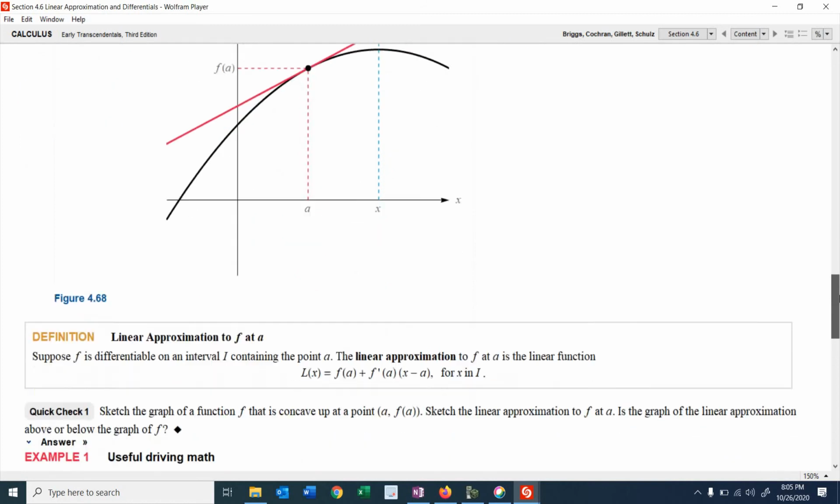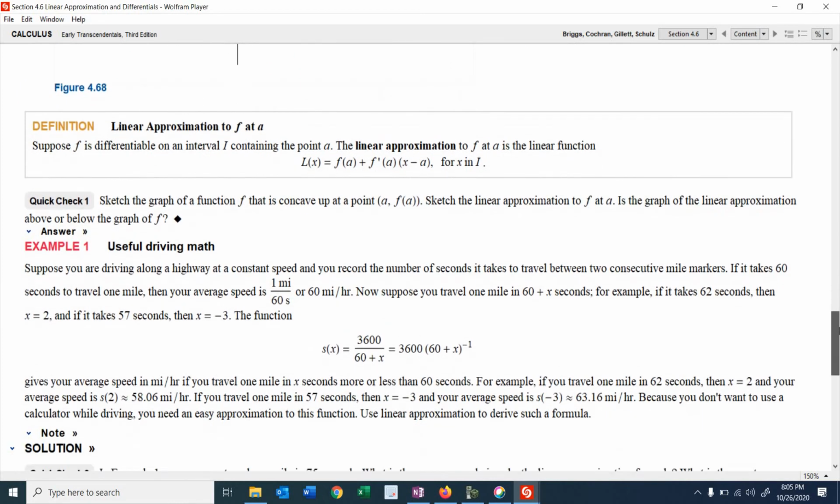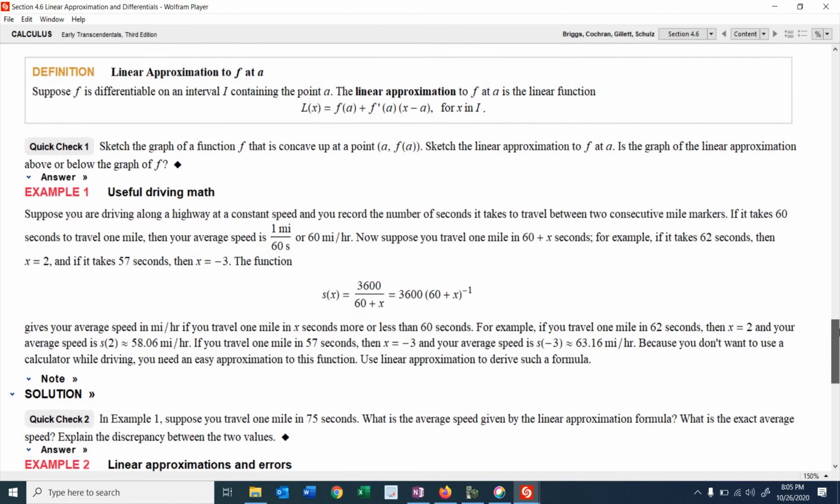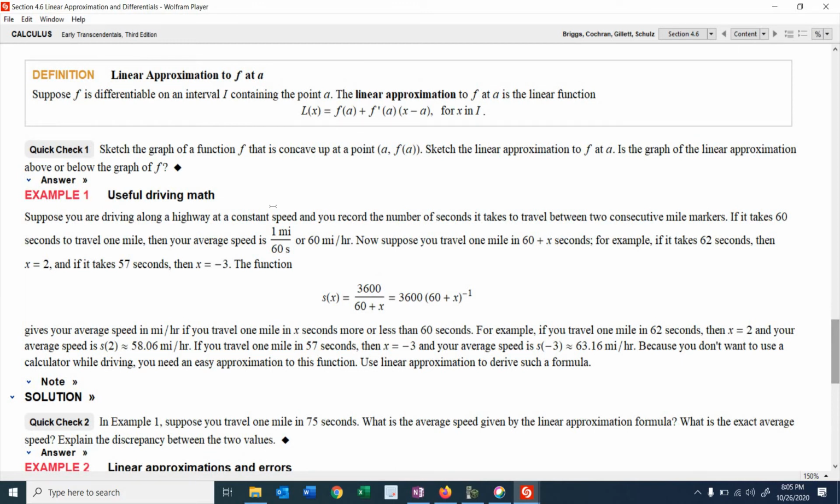Okay, so let me do an example to show you how this works. By the way, I already mentioned this before, but let's just go over it again. You need f to be differentiable on the interval I that contains the point a. So suppose f is differentiable on an interval I containing the point a. You need that condition first.